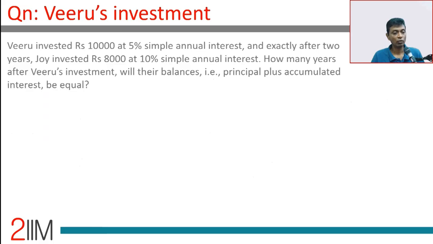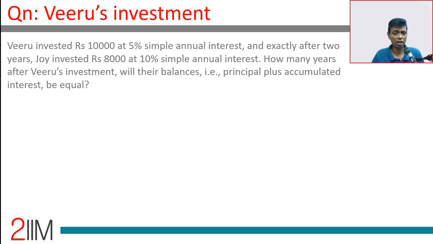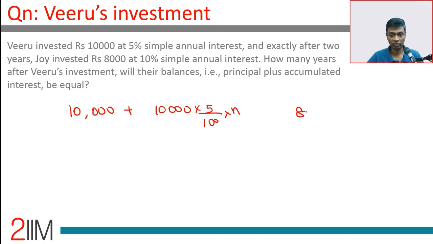We invested 10,000 at 5% simple interest, and after exactly 2 years, Joy invested 8,000 at 10% simple annual interest. How many years after Vero's investment will their balances, that is principal plus accumulated interest, be equal? Let's assume it will be equal after n years. After n years, Vero would have 10,000 plus 10,000 into 5 by 100 into n. Joy would have 8,000 plus 8,000 into 10 by 100 into n minus 2. Why? Because Joy is investing it for 2 years lesser.